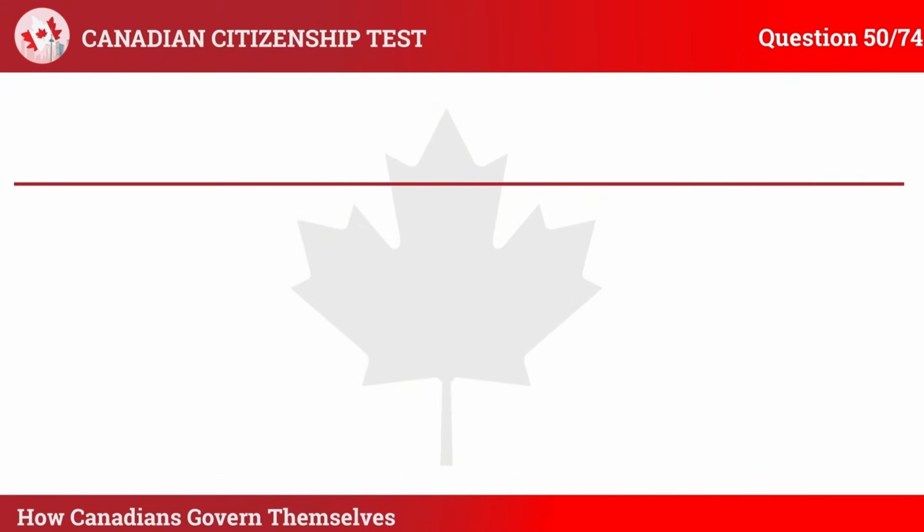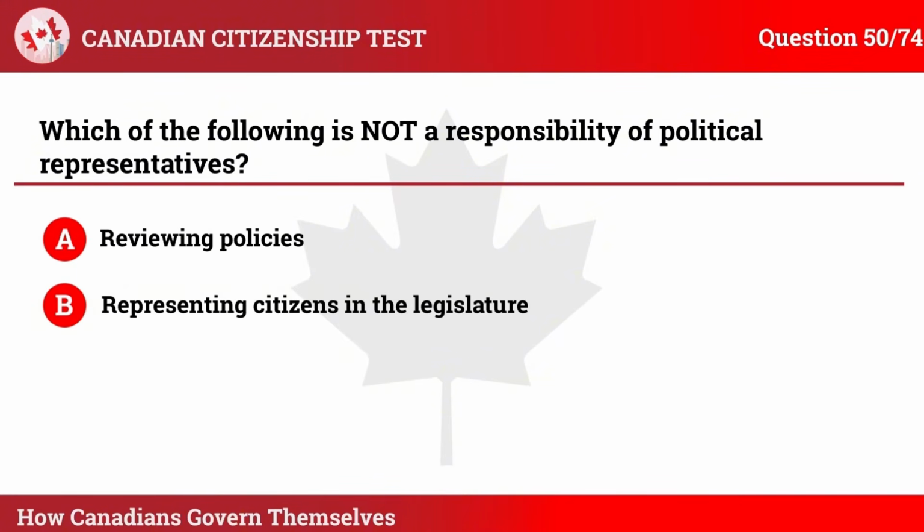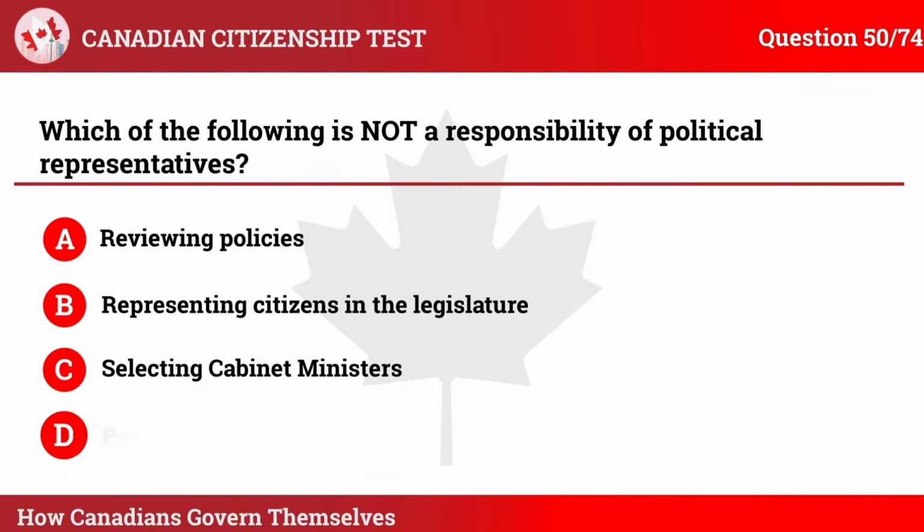Question 50. Which of the following is not a responsibility of political representatives? A. Reviewing policies. B. Representing citizens in the legislature. C. Selecting cabinet ministers. D. Passing laws.